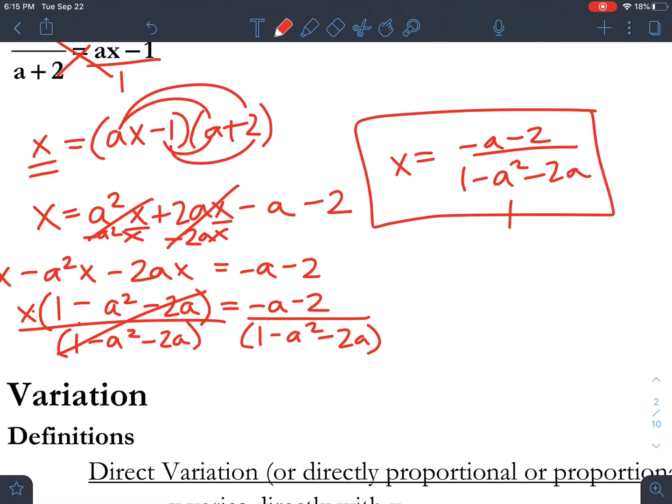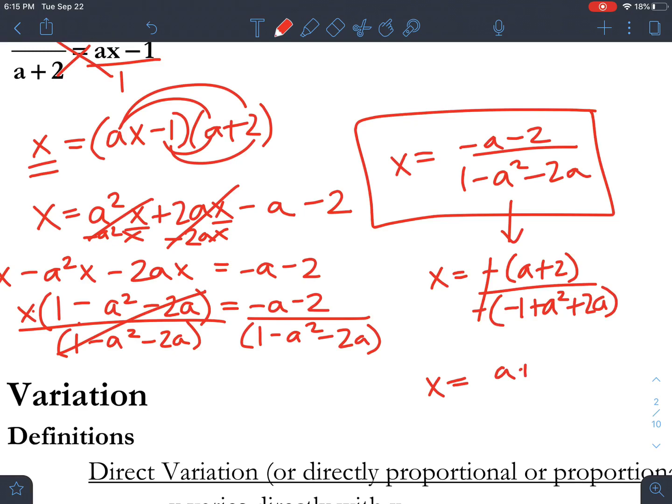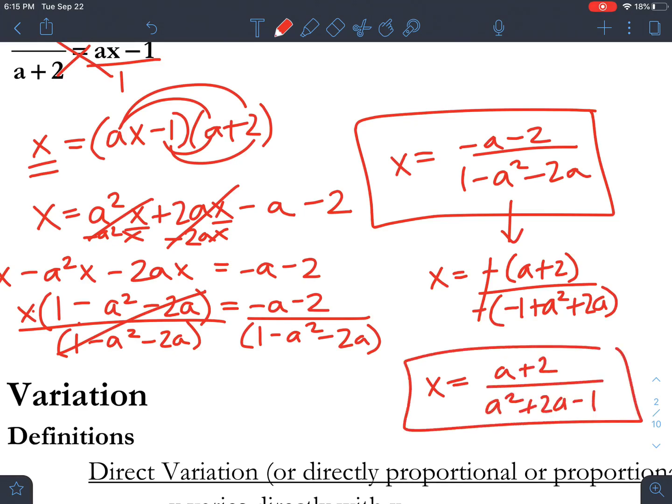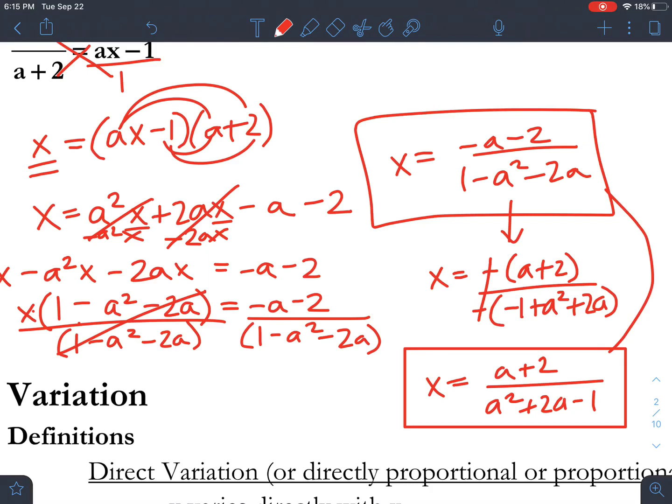You may see on a test something like this. If I were to factor out a negative from top and bottom, that would be negative 1 plus a squared plus 2a. And canceled out those negatives, I think you could easily see a multiple choice answer that might look like this: a squared plus 2a minus 1. Prettier, less negative. So just warning, those are both correct. I would give you credit for both. If it's multiple choice, you might see a slightly different option available.